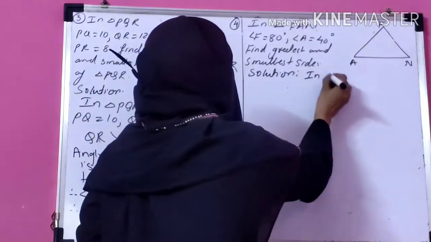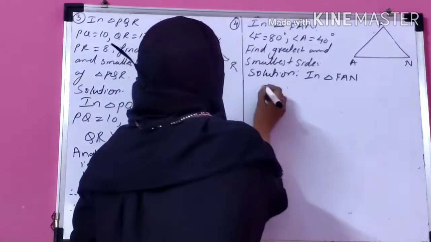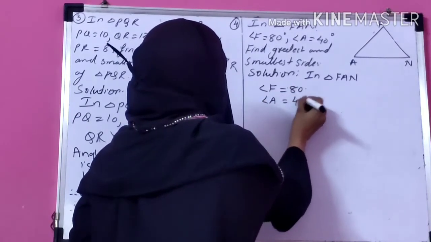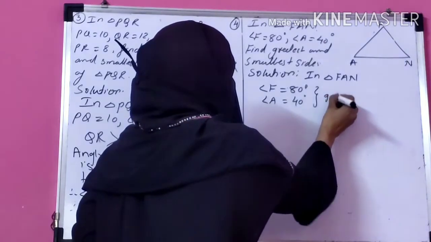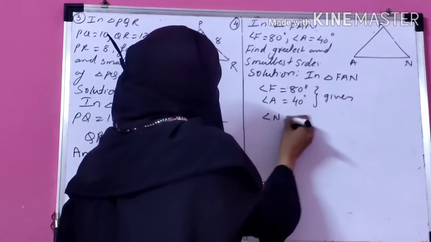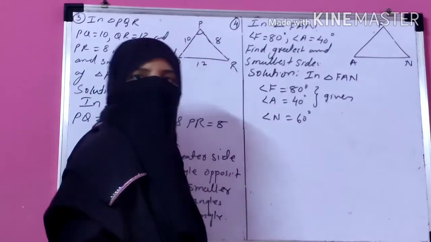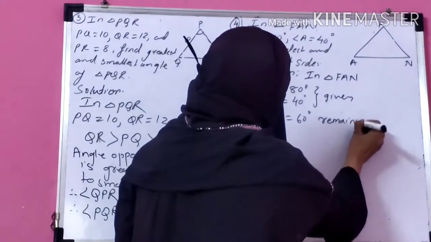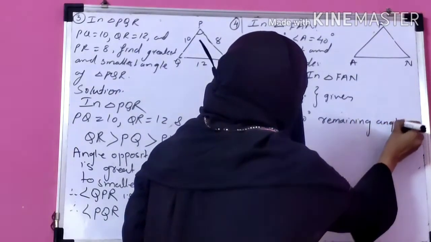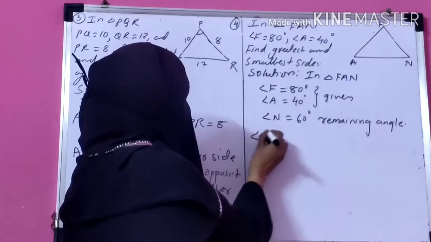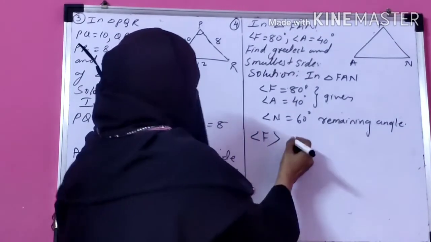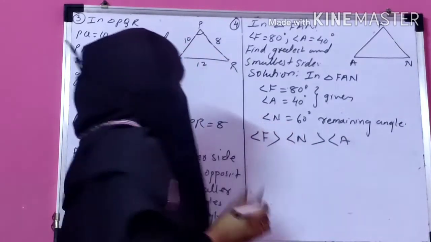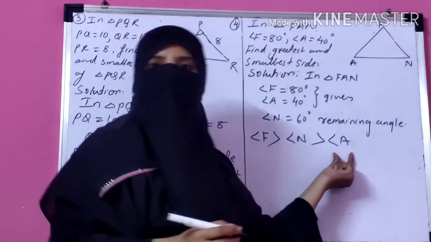Solution: in triangle FAN, angle F is equal to 80 degrees and angle A is equal to 40 degrees. It's given. So the remaining angle N is automatically 60 degrees because the sum of the angles of a triangle is 180 degrees. By observing the measurements, we can say that angle F is greater than angle N, which is greater than angle A. That means angle F is the greater angle and angle A is the smaller angle.